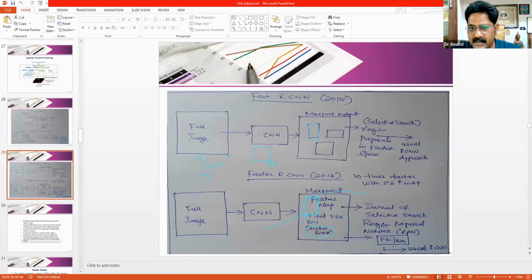So when compared to Fast RCNN, which uses a region proposal technique on the feature map, Faster RCNN, instead of the selective search region proposal technique, uses a simple trick. What trick were they doing? Even though the majority of the background is 0, there are still so many boxes, a few hundreds of boxes.